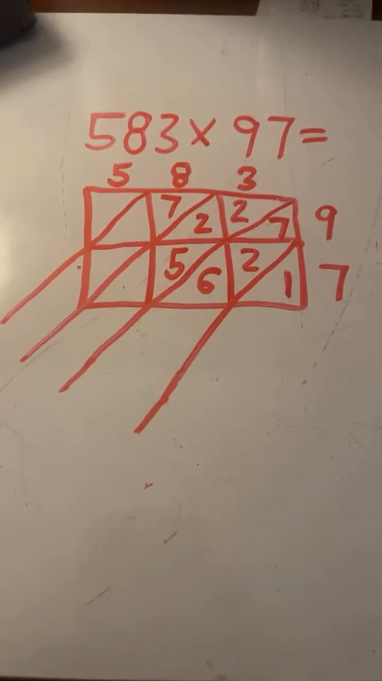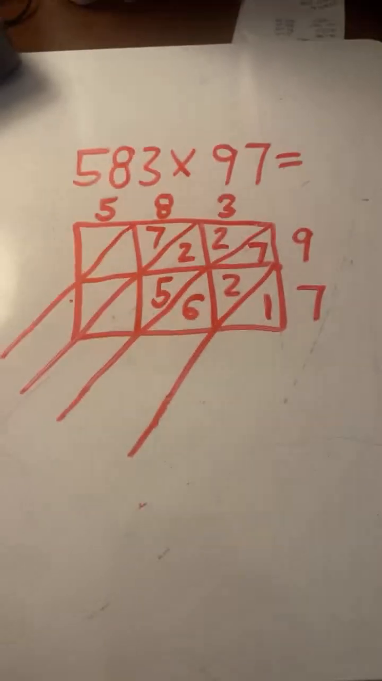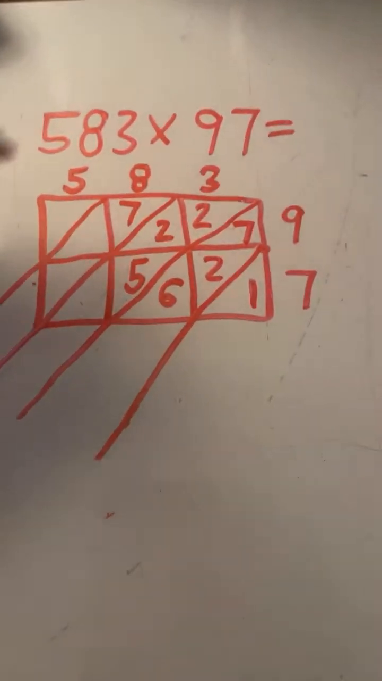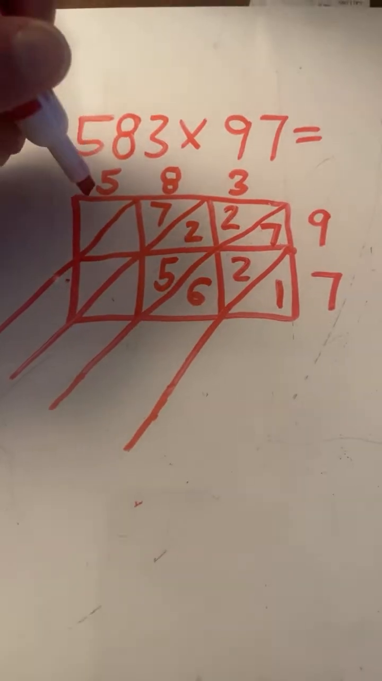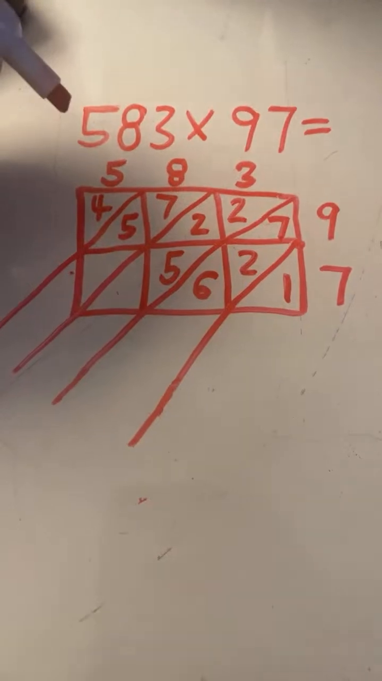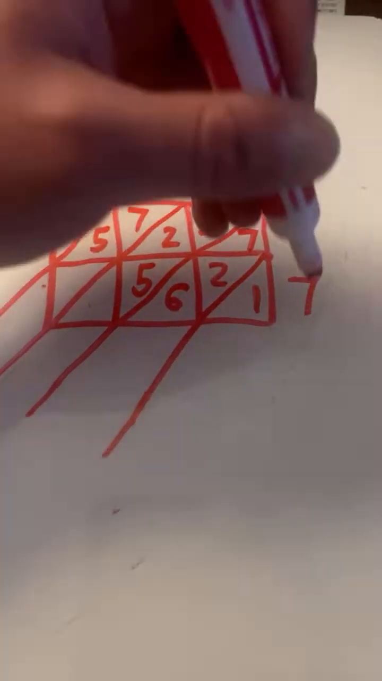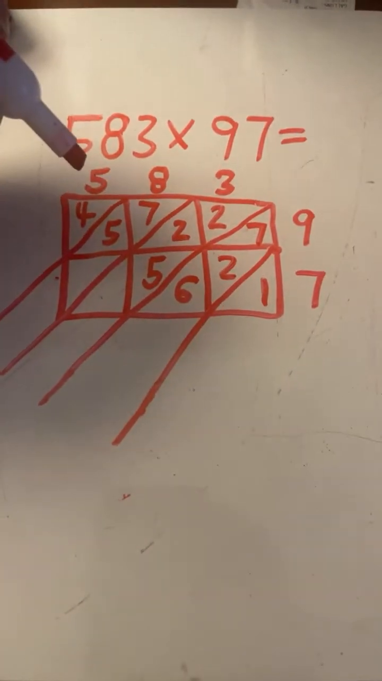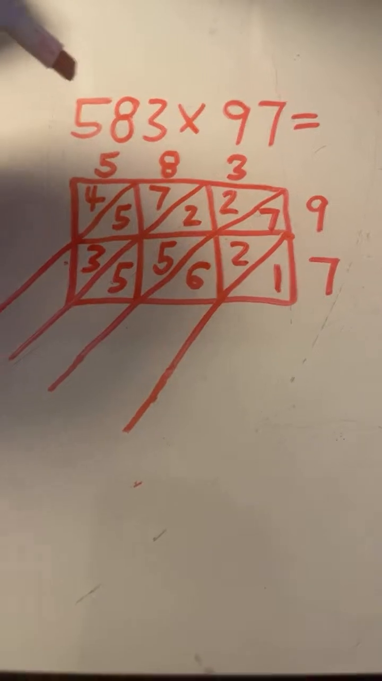All right. So now we have the last 2 squares left. The answer to 5 times 9 is going to go in this square here. 5 times 9 equals 45. So we're putting a 4 in the first triangle and a 5 in the second triangle. The answer to 5 times 7 goes in the bottom square here. 5 times 7. So we're putting a 3 in the first triangle and a 5 in the second triangle for 35.